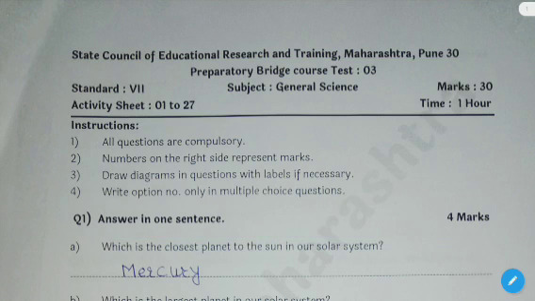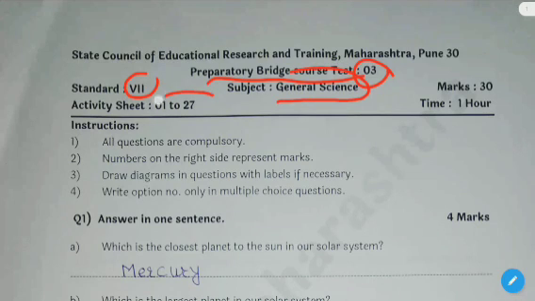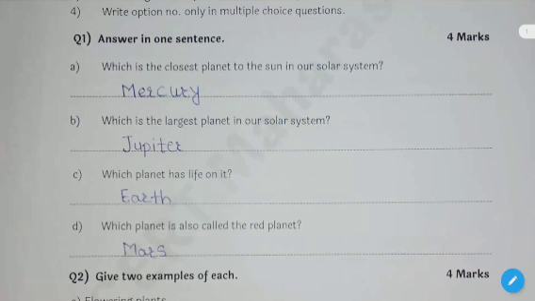Today we have to see the State Council of Educational Research and Training Maharashtra Preparatory Bridge Course Test 3 of Class 7 General Sciences, based on Activity Sheet 1 to 27, which has 30 marks and a time of 1 hour. The first question is, answer in one sentence. This is for 4 marks.